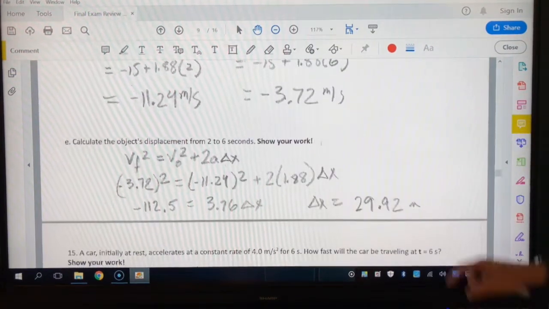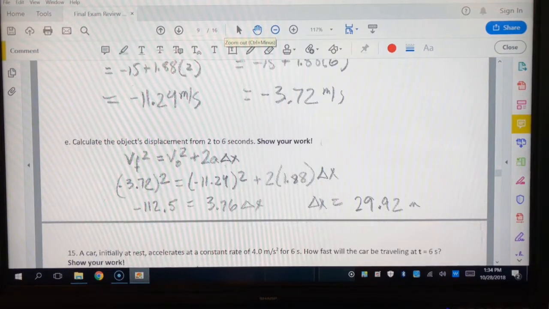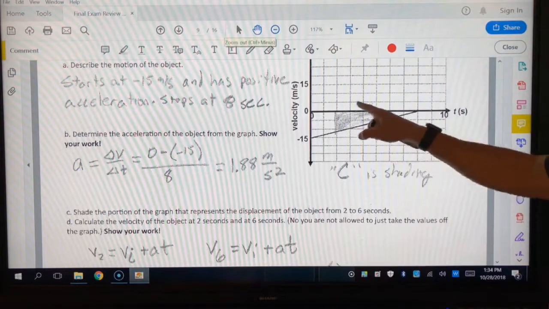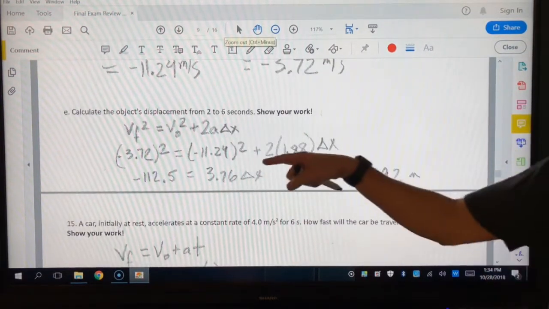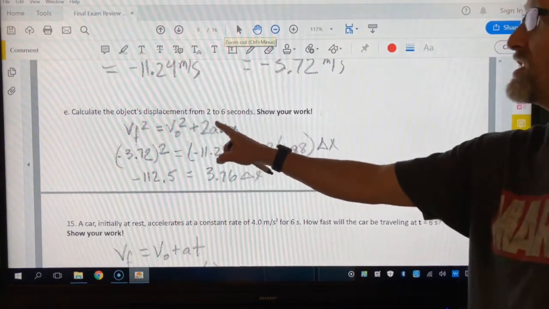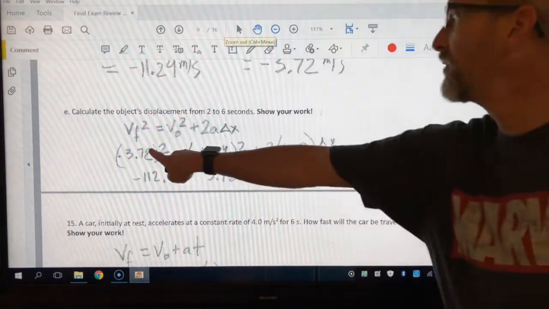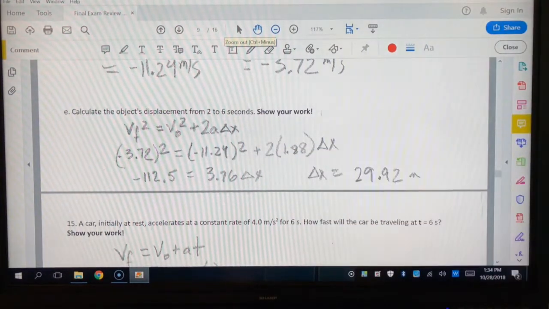Next thing they want us to do is find the displacement from 2 to 6 seconds. So you could either find the area here in that graph, or you could just use your equation, Vf squared is equal to Vo squared plus 2 times the acceleration times the change of position. And we know those two velocities, we know our acceleration, we know 2 is there, and we're just going to find that change of position.